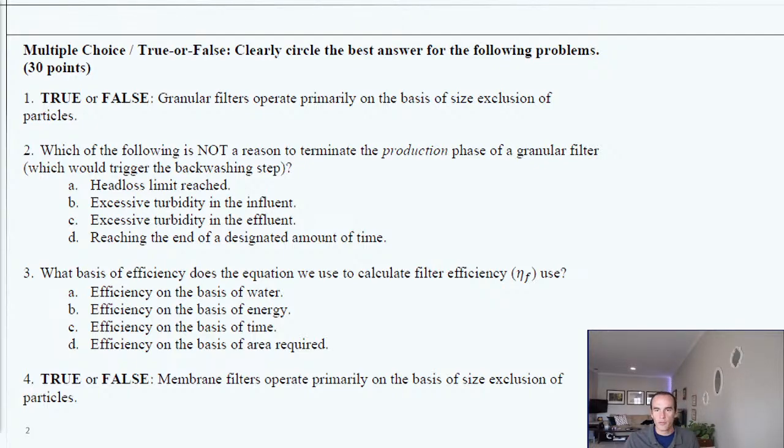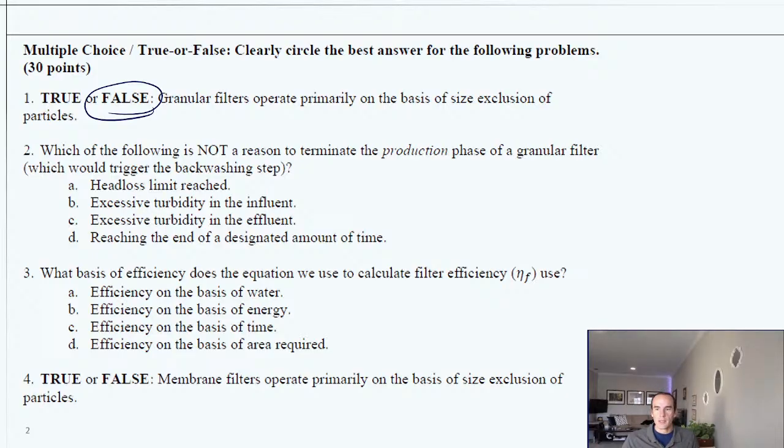The first section would be the true or false and multiple choice questions. First question up was a true or false statement: granular filters operate primarily on the basis of size exclusion of particles. When we're removing particles with a granular filter, it is not necessarily size exclusion. That does happen a little bit, but it is primarily other sticky forces like adsorption. There are impaction, sedimentation, all of that. It's not primarily size exclusion, therefore that one's false.